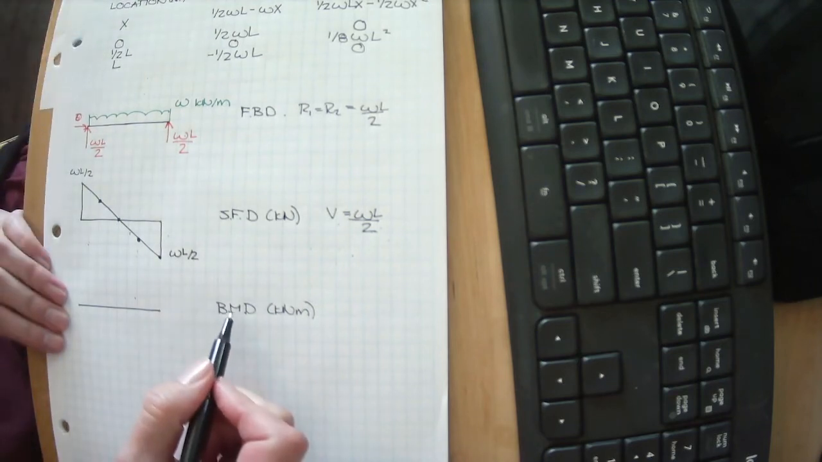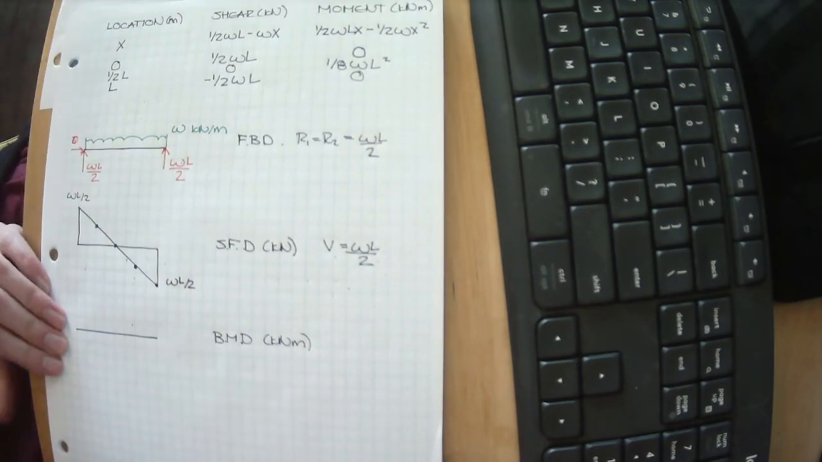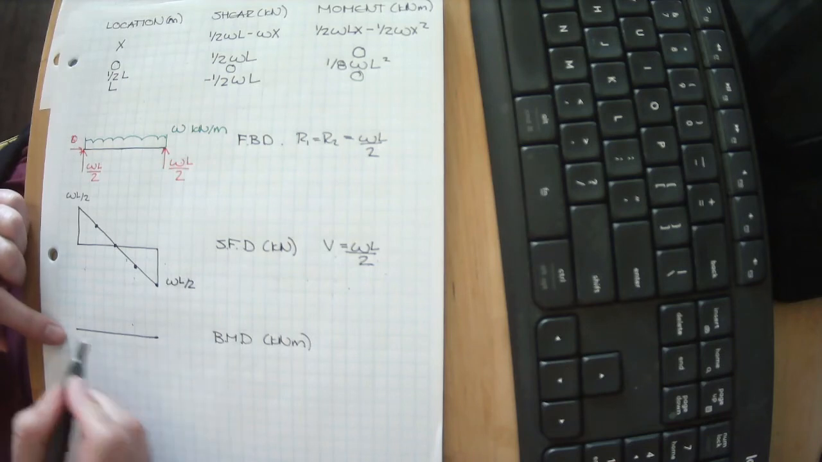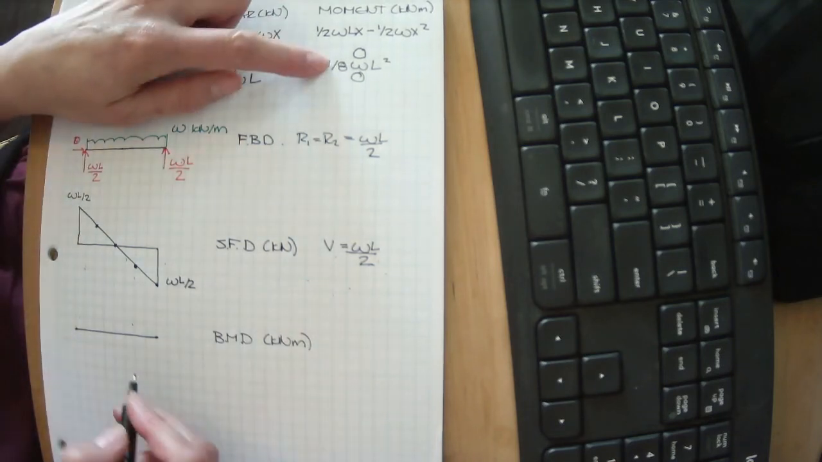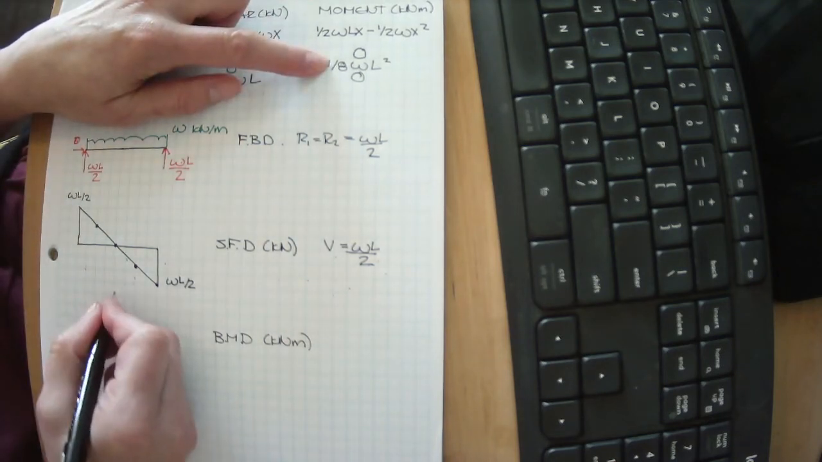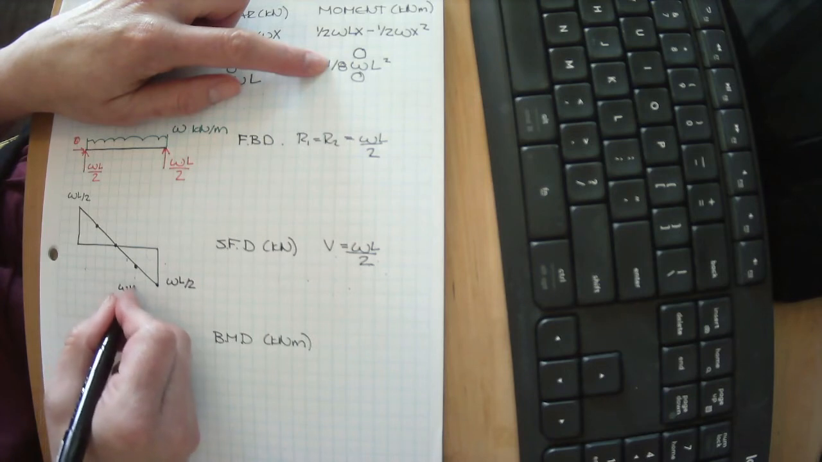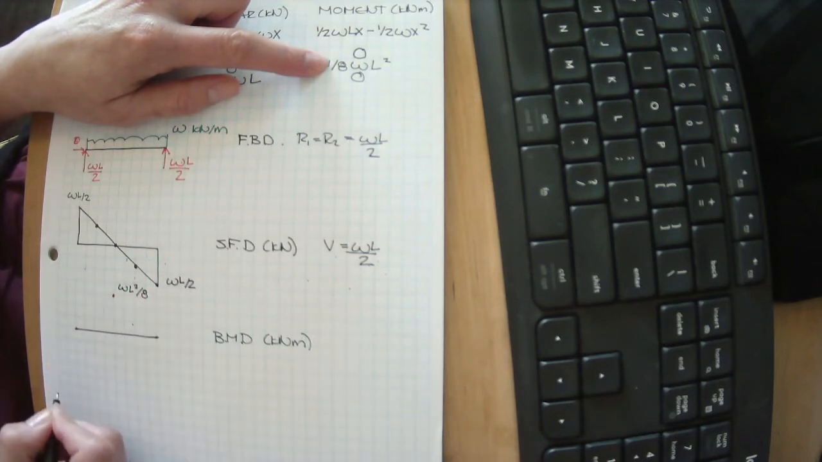Okay, let's take a look at our bending moment diagram. At the ends, our bending moment was 0, and at the midpoint, we were WL squared divided by 8.